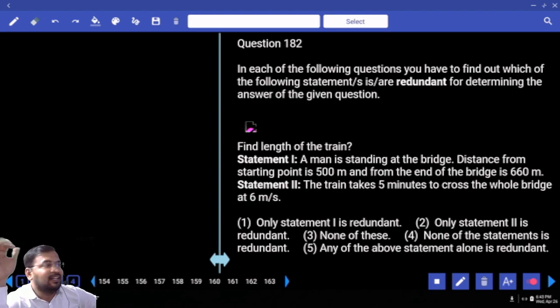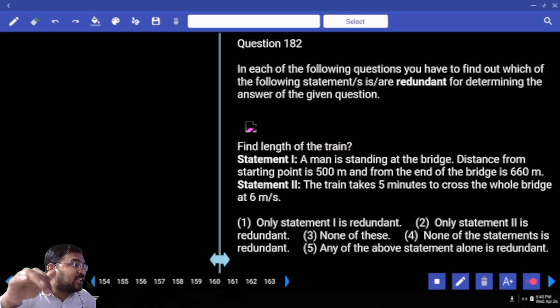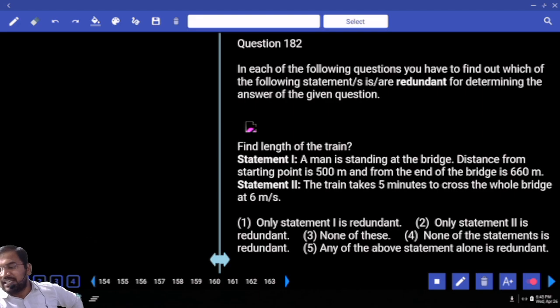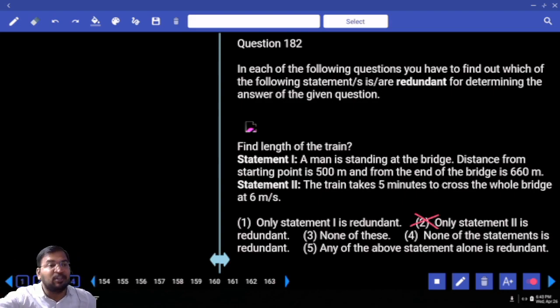Third one is what? None of these. Fourth one is what? None of the statements is redundant, which is nothing but both are sufficient, both are required. Any of the above statements alone is redundant is nothing but either 1 or 2. Are you clear? The options they are asking in a different way. Now see, only one is not possible, which means you have to remove the second option. Only two is not possible, only one is not possible. All of it clear?